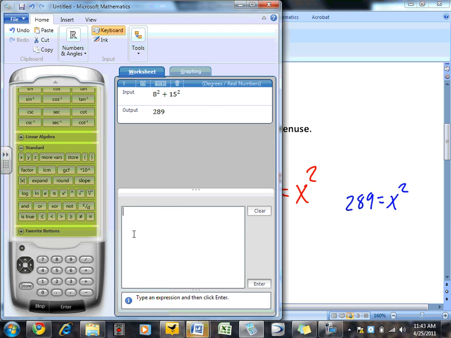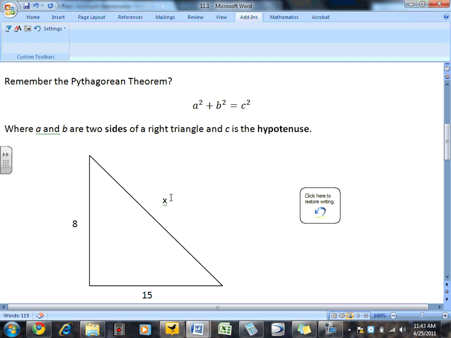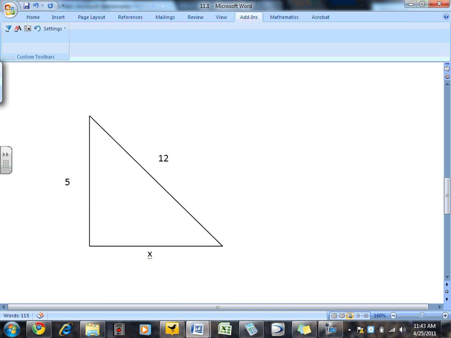So we get 289 equals x squared. Well, first of all, let's check to see if 289 has a square root. Okay, so we can just hit the square root button. Well, it actually is a perfect square. So, hey, that's perfect. We don't have to do any simplifying at all. So the square root of 289 is 17. So x equals 17. That's pretty easy one. That's a nice little review of the Pythagorean theorem.